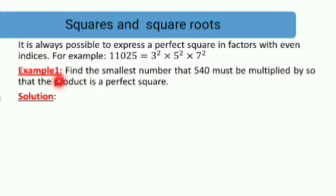Now, let's look at example 1 here. It says: find the smallest number that 540 must be multiplied by so that the product is a perfect square. Meaning that if you find the square root of this 540, you will not get a whole number. So how will you find the smallest number that must be multiplied by this 540 to get a perfect square? The simplest way to do that is to use these prime numbers. Start from 2. Continue dividing 540 by 2.